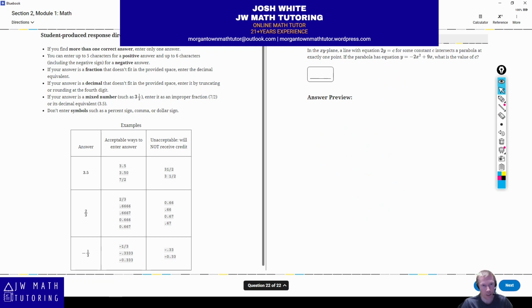All right, the last question on the first module of this math section from practice test 1. Okay, here we have the equation of a line, and it intersects this parabola at exactly 1 point. They give us the equation of the parabola. They want to know, what's the value of c for this line?